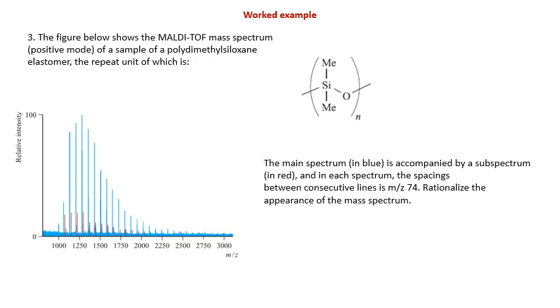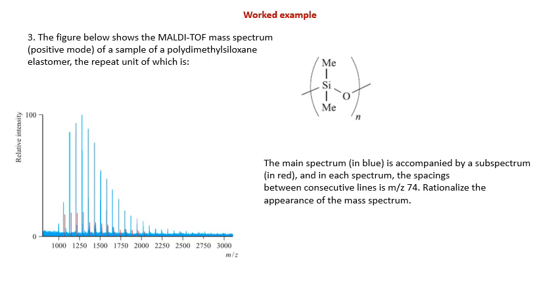Now coming to the third example related to this MALDI-TOF technique. This is one of the mass spectra of MALDI-TOF, shown over here in positive mode, of a sample of polydimethylsiloxane elastomer. This is basically a polymer compound, the repeat unit of which is given over here. This Me2SiO unit is a repeated unit. It is an overall polymer, a cyclic oligomer basically.